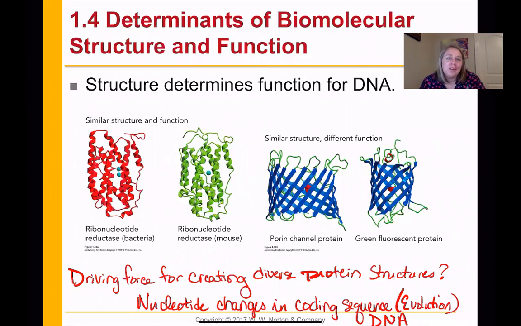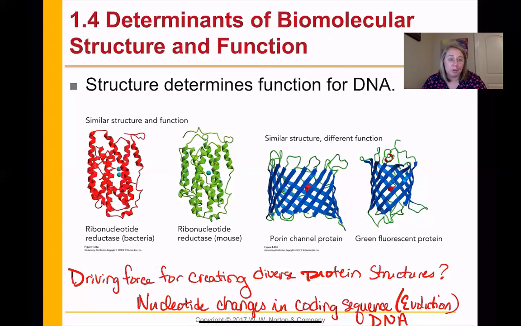So, what determines the function of something is its structure, and why does it have to be structured a certain way? It's to perform a certain function, and we call that the principle of complementarity. And you're going to hear that if you take anatomy and physiology. You're going to hear that here in biochemistry. You hear that all over. Right? So structure determines function for DNA, and that's true.